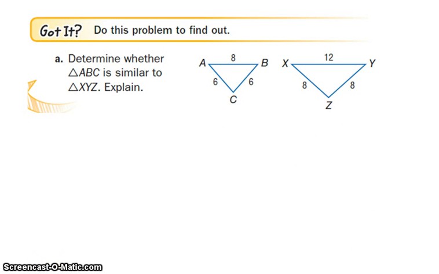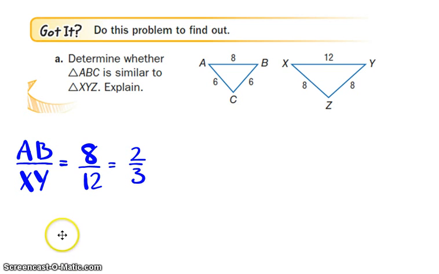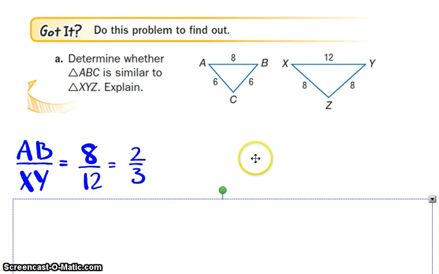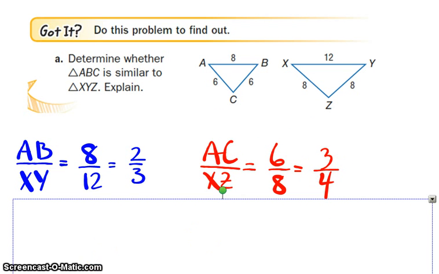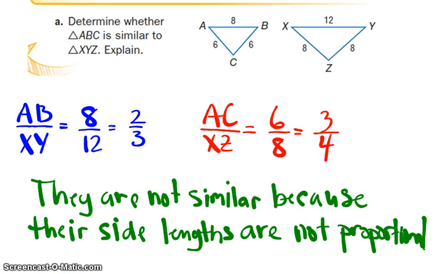So what I would like for you to do right now is try the got it problem. Use corresponding sides and see if we can get the same fractions. I'm going to start with AB and XY. AB is 8, XY is 12. 8 over 12 reduces to 2/3. Now let's try another side. AC and XY match up. So 6 over 8, that reduces to 3/4. So right off the bat, we know we have two fractions that are not the same. So we say they are not similar because their side lengths are not proportional. This is not a dilation. They're not similar figures because their proportions are different.